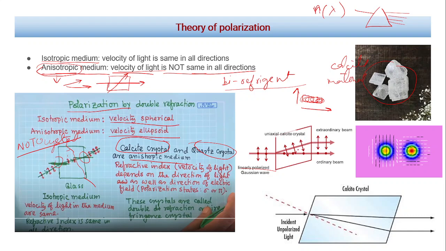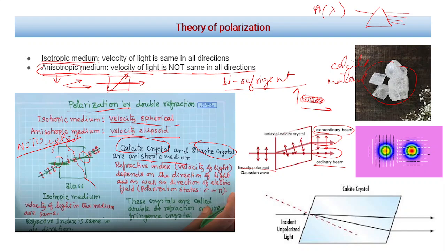But if we have these special crystals made up of calcite and quartz, then if we are sending a single ray, we will be getting out two outputs. One is what we call the ordinary beam, another we call the extraordinary beam. Now we'll see what we mean by this ordinary and extraordinary beam. As the name suggests, ordinary is what we see usually, and extraordinary is doing something extra which we don't expect normally, and that's why we call it extraordinary.